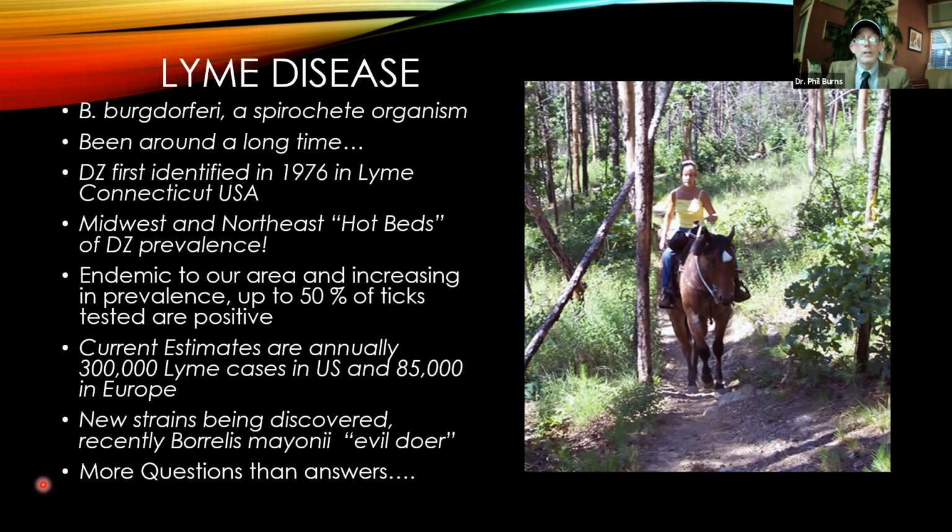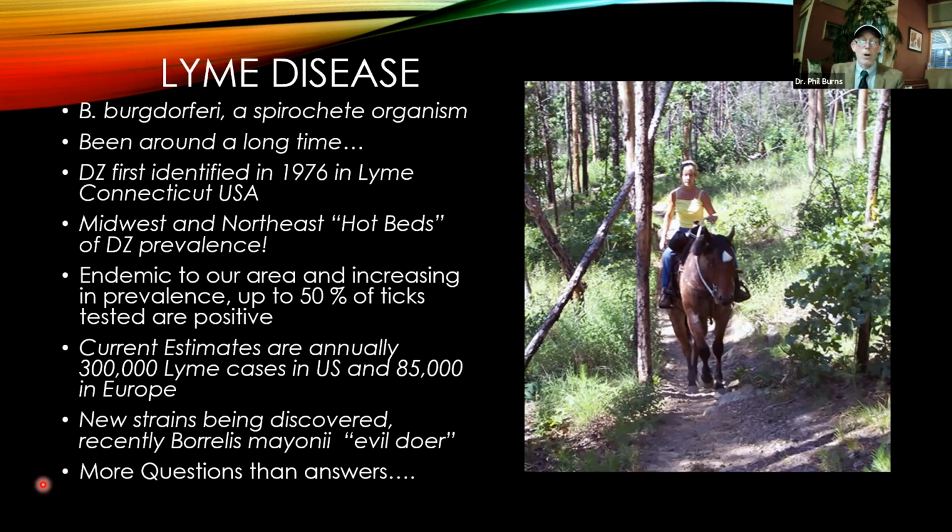It's a spirochete organism. It's been around, as we already said, a long time. The disease was first identified in humans in 1976 in Lyme, Connecticut, hence the name. The Midwest and Northeast are the hotbeds, as we saw in the previous slides, of even the tick problems. It mimics that. It's endemic to our area, and it's increasing. The prevalence now is up to 50% of all ticks tested are positive.